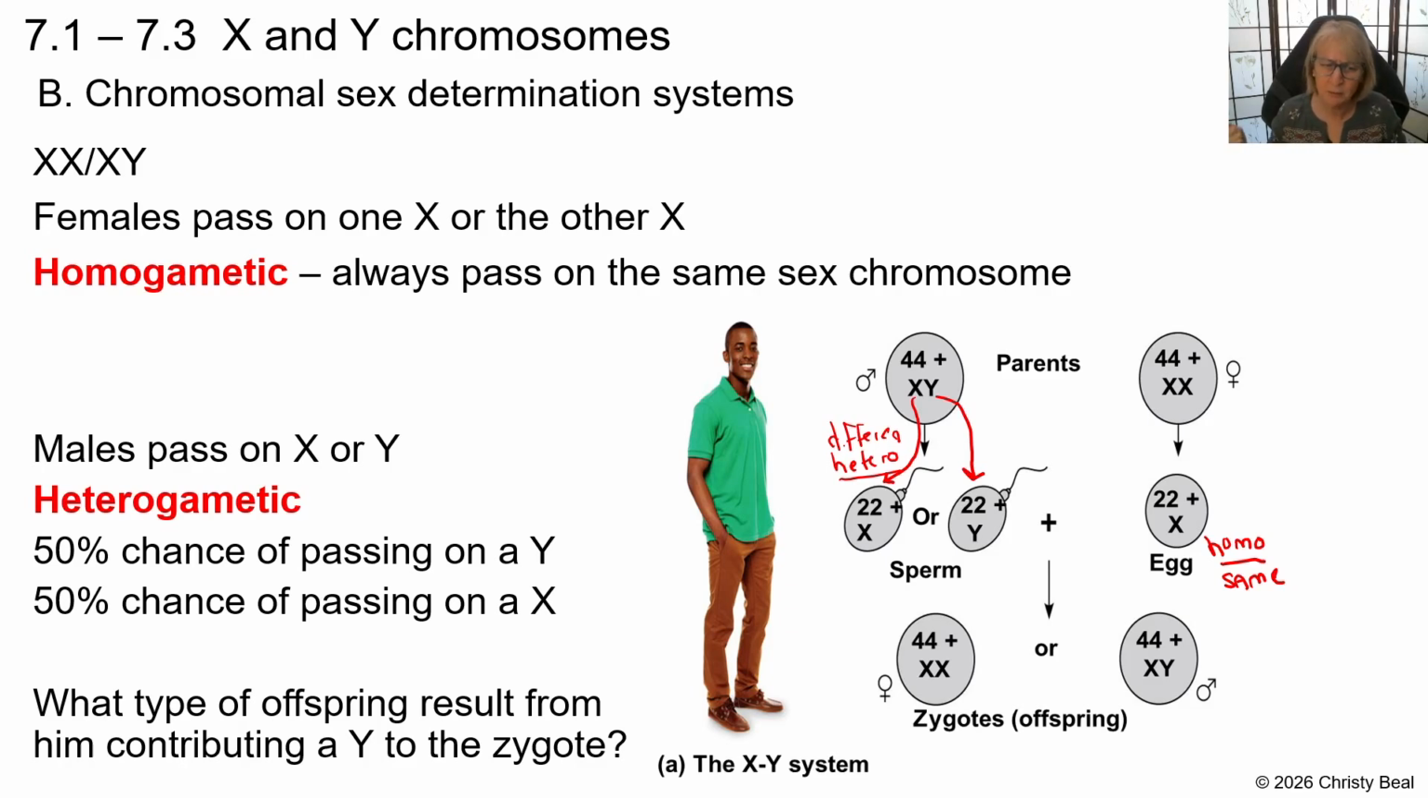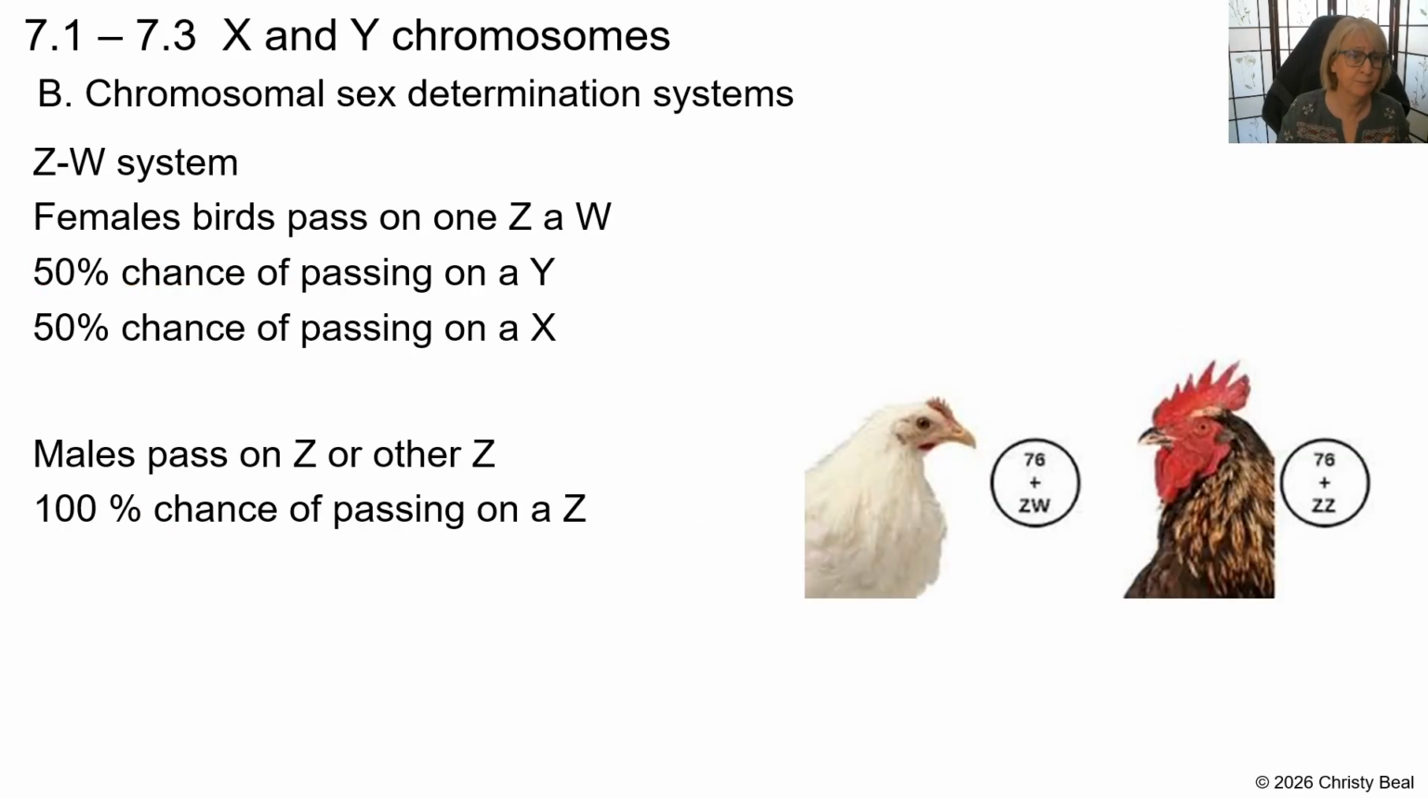What type of offspring results from him contributing a Y? And we did this in pedigrees. If he passes on a Y, he has a son. If he passes on the X, he has a daughter. And in the XX/XY system, the male is actually the one that's determining the sex of the offspring. If he passes on a Y, he's passing on the gene to develop testes in this case.